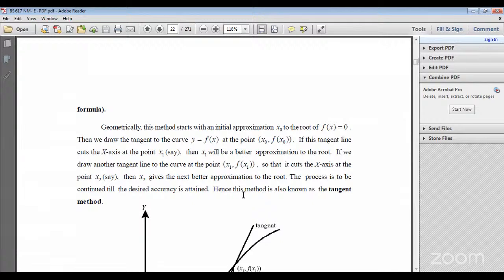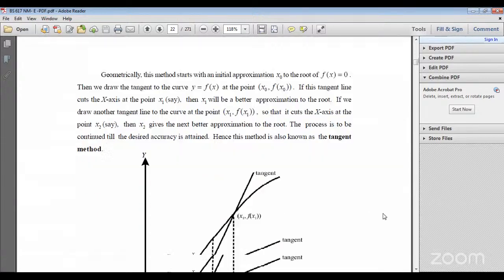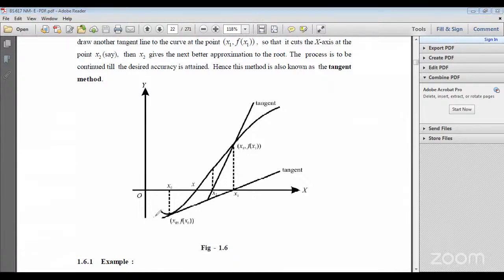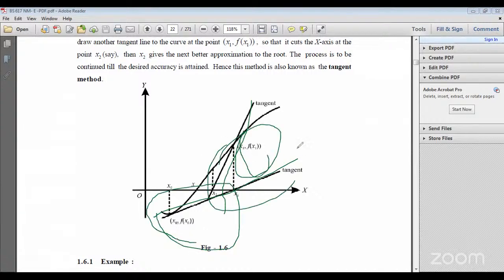Geometrically, this method is as follows. An initial approximation x0 is the root of f of x equal to 0. The tangent to the curve y is equal to f of x at the point x0, f of x0 cuts the x-axis at the point x1, say x1 will be a better approximation. So we draw the tangent to the curve at the point x1, f of x1 so that it cuts the x-axis at the point x2. Say x2 gives the next better approximation, and the process should be continued until the desired accuracy is attained. So this is the tangent, this is f of x1 and x0, this is x0, f of x0.